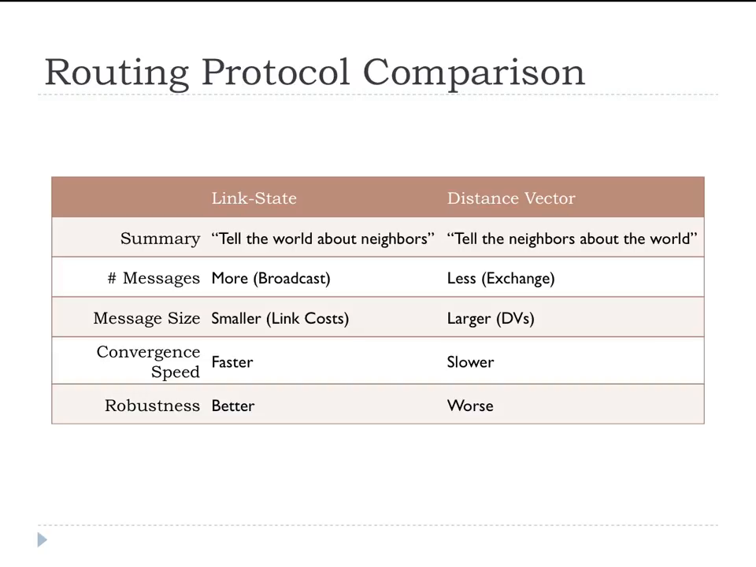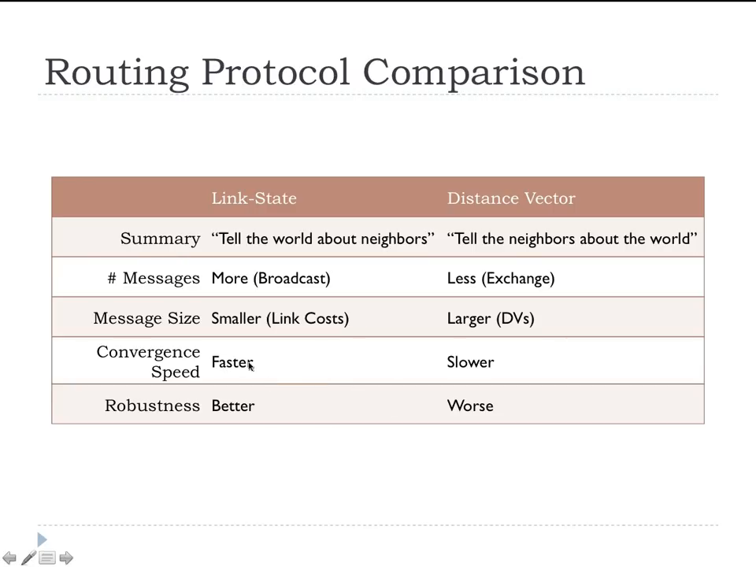In terms of messages, there are more messages because they're broadcast in link state, fewer with distance vector because they're just exchanged. The message size, though, will probably be smaller with link state because you just have to send your links, whereas with distance vector, you have to send the entire distance vector from you to all the other nodes. Your whole distance vector is as big as the number of nodes in your network.